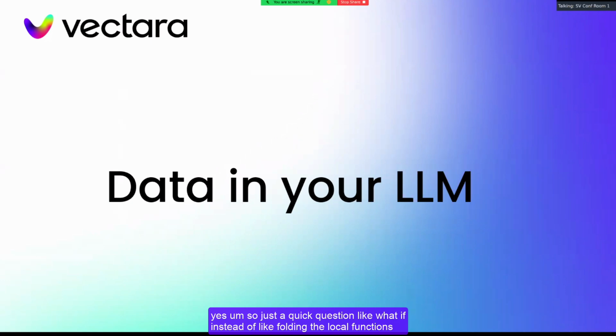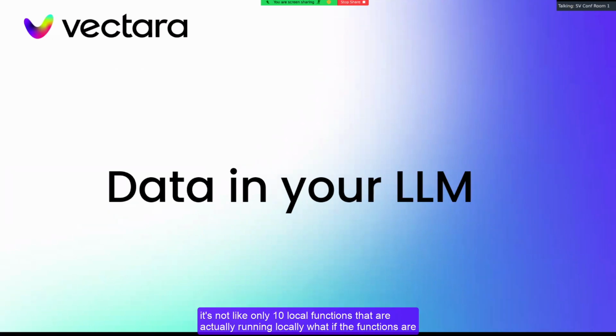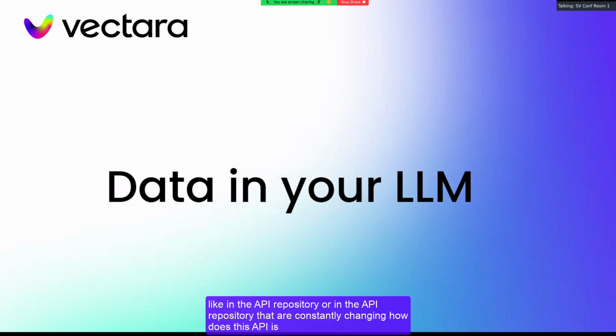Yes. Just a quick question: what if instead of local functions, the functions are actually an external API, where we have thousands and thousands of functions? It's not like only 10 local functions running locally. What if this API is actually changing? For example, the Facebook API keeps changing, so you could have breaking changes. How would that work? Do you put a RAG layer on top of the API? Like how does it work?